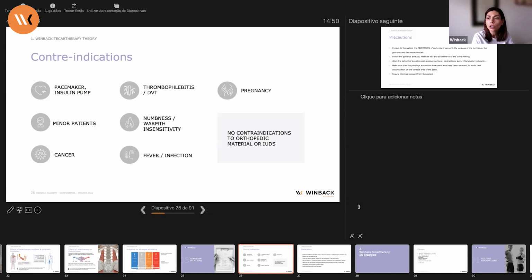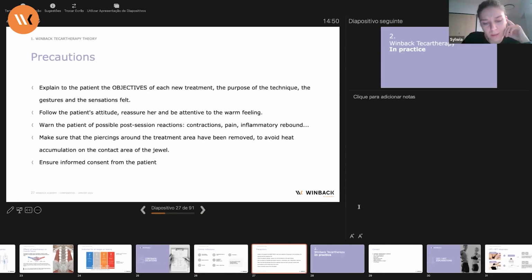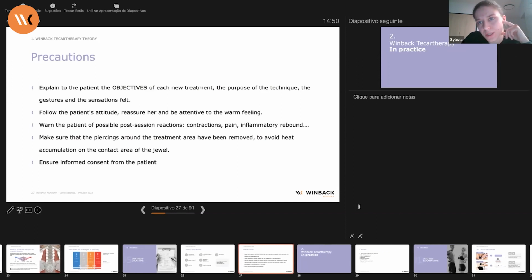The Winback only has effects on biological tissue. So we can work on orthopedic material. We don't have any problem with prosthesis. Okay. And one more question about hormonal IUD. I mean, it's hormonal something put into the... We don't have any contraindications to work with it. We can work. Okay, no problem.